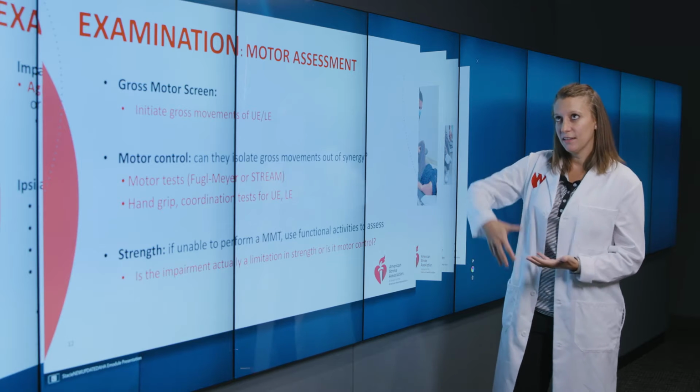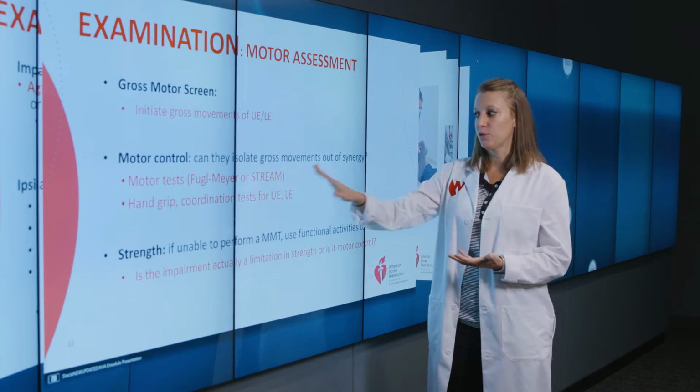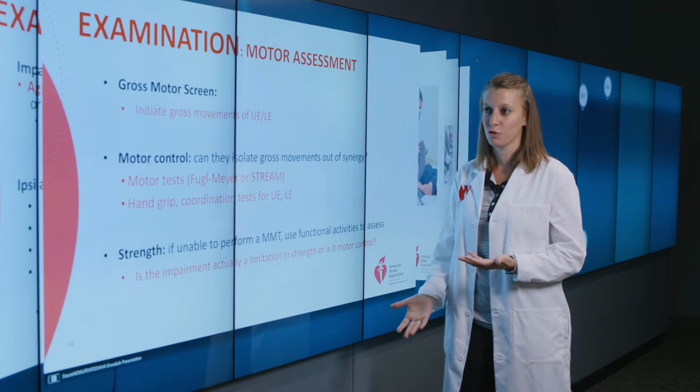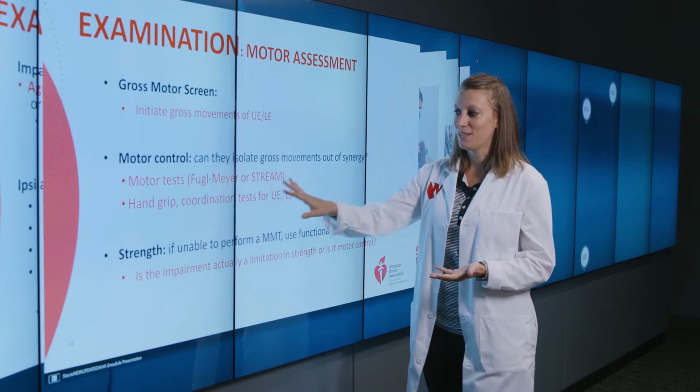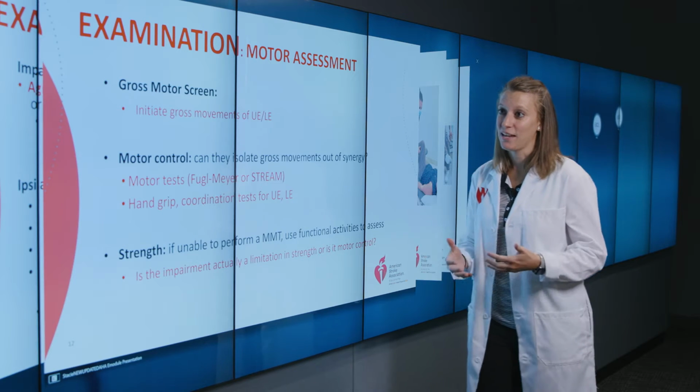And then we have to decide, if they can elicit some volitional movement, can they begin to isolate gross movements? So can they only move in one big movement that we call a synergy, or can they move one muscle group individually? And there are some tests like the Fugl-Meyer or the STREAM that can help you tease some of that information out, but it gives us an idea of how much they're able to move and how much of it they can do volitionally versus how much their body's determining how they move.